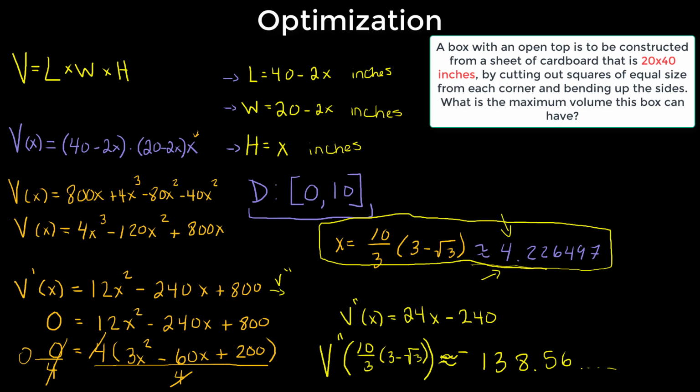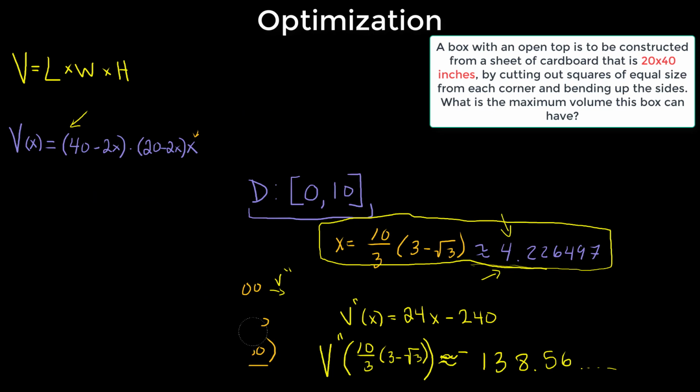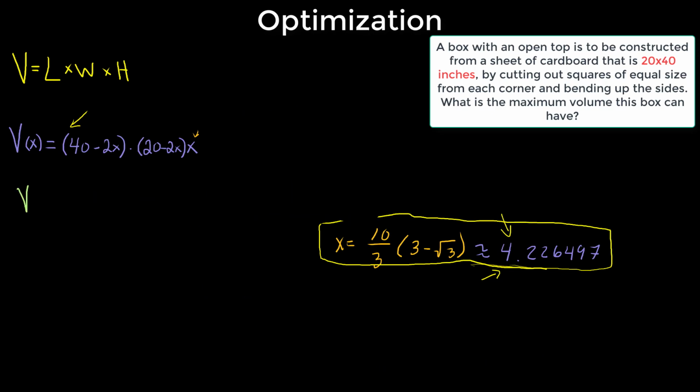So we're not done yet. We're going to have to go ahead and input this value back into our volume equation to receive that maximum volume. And so upon evaluating our volume function at 10 over 3 multiplied by the difference between 3 and the square root of 3, once we input that value, what I received was 1,539.60071. And so we're not done.